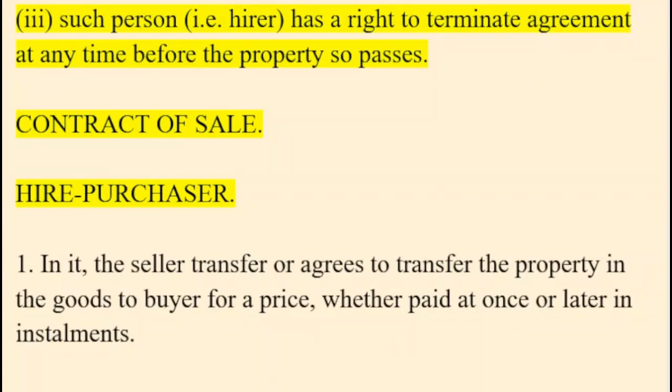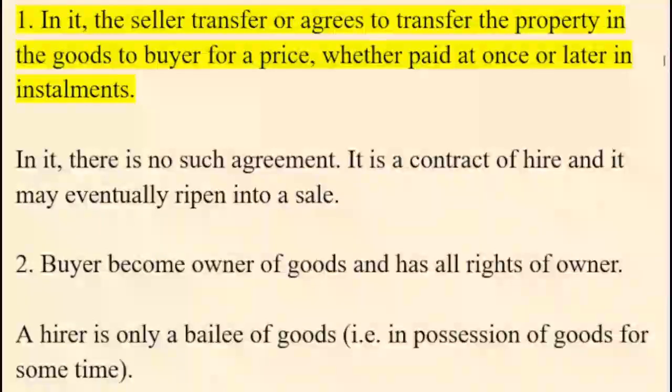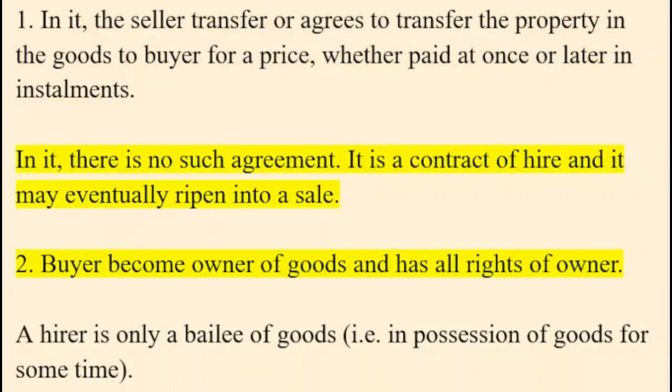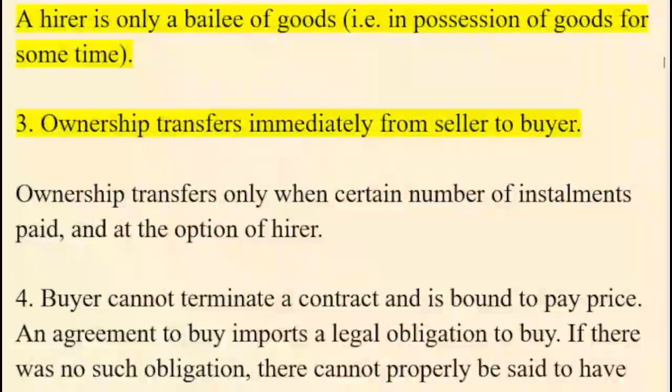Contract of sale versus hire purchaser. 1. In a sale, the seller transfers or agrees to transfer the property in the goods to the buyer for a price, whether paid at once or later in installments. In hire purchase, there is no such agreement. It is a contract of hire and it may eventually ripen into a sale. 2. The buyer becomes owner of the goods and has all rights of an owner. A hirer is only a bailee of goods, i.e. in possession of goods for some time.